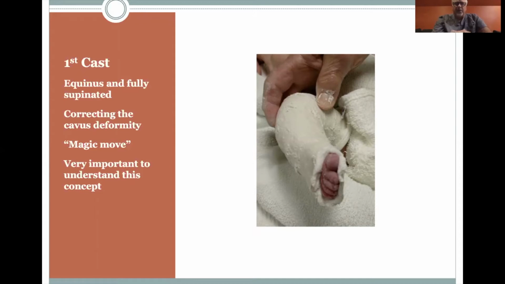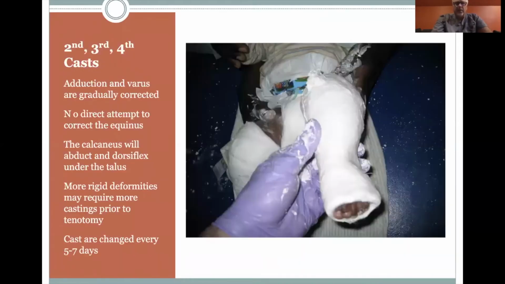This is called the magic move, and this is a very important concept, because you cannot really start abducting the foot as a unit until you get the forefoot and rear foot on the same plane. And it's the very first step in correcting the deformity.